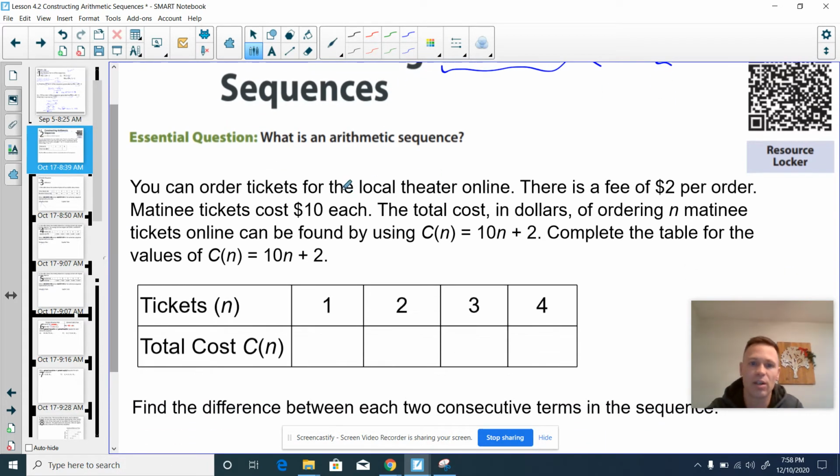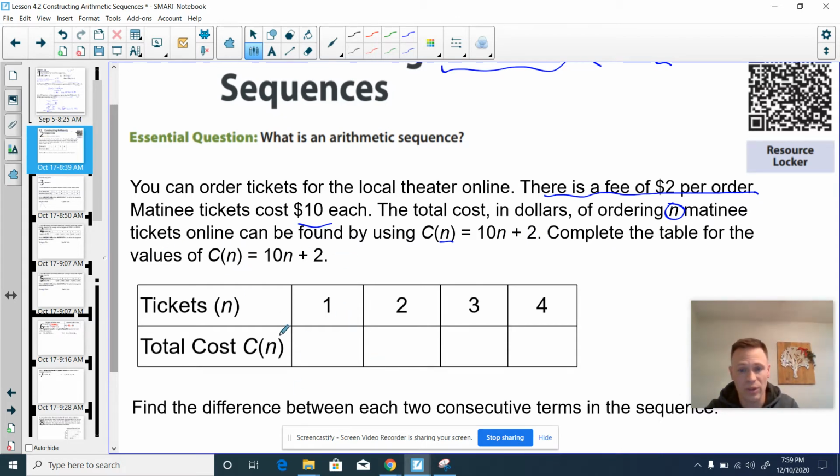It says you can order tickets for a local theater online. There's a fee of $2 per order. So if I make any order of anything, they charge me $2. And if I order a matinee, it's $10 each. The total cost in dollars for ordering n matinee tickets online can be found using C of n equals 10 times n, 10 times the number of matinee tickets, plus 2, and that $2 is just the convenience fee, or whatever you want to call it. It says complete the table of values for this function.